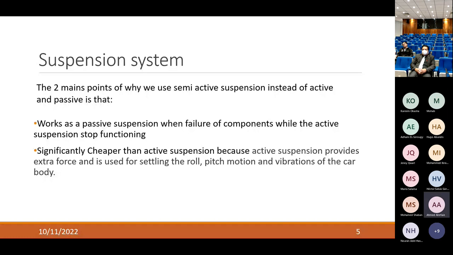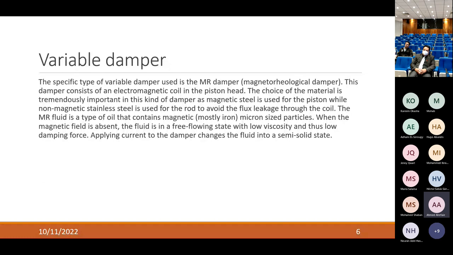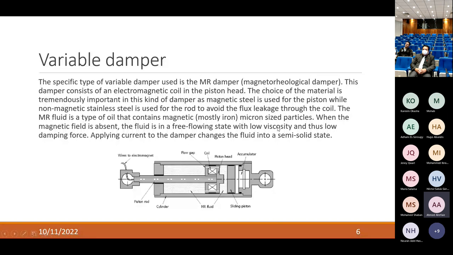As we said, the semi-active suspension uses a variable damper. The variable damper we'll be using is the MR damper, which is known as the magneto-rheological damper. This damper consists of an electromagnetic coil in the piston head, as shown here. The choice of the material is tremendously important in this kind of damper, as the magnetic steel is used for the piston here, while the non-magnetic steel is used for the rod to avoid the flux leakage through the coil. The MR fluid is a type of oil that contains magnetic micron-sized particles.